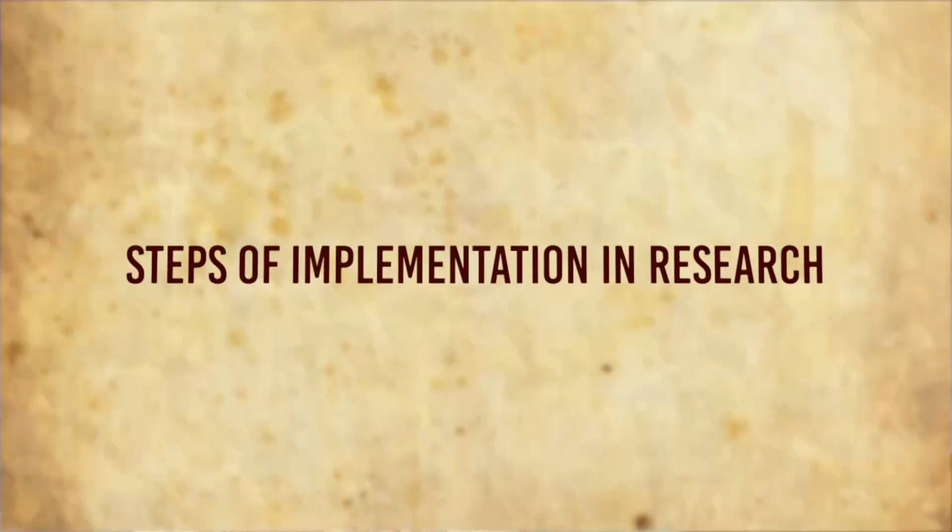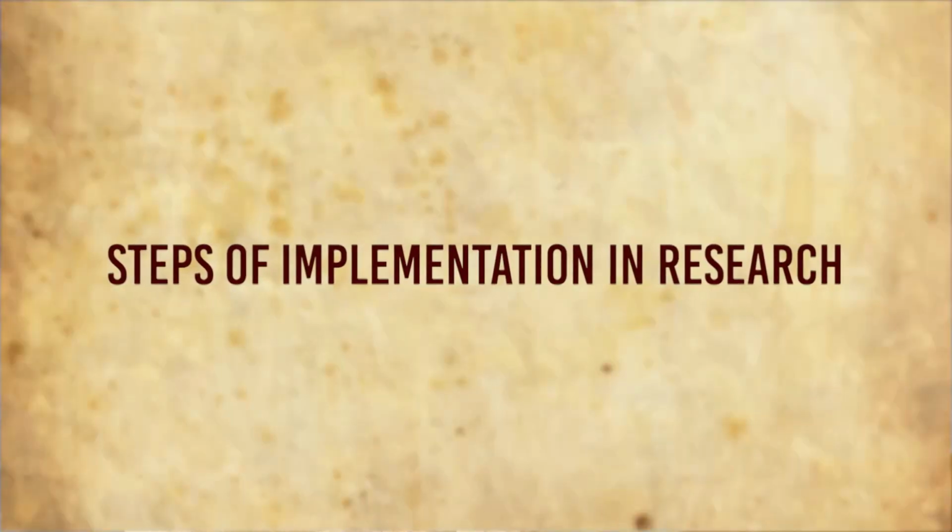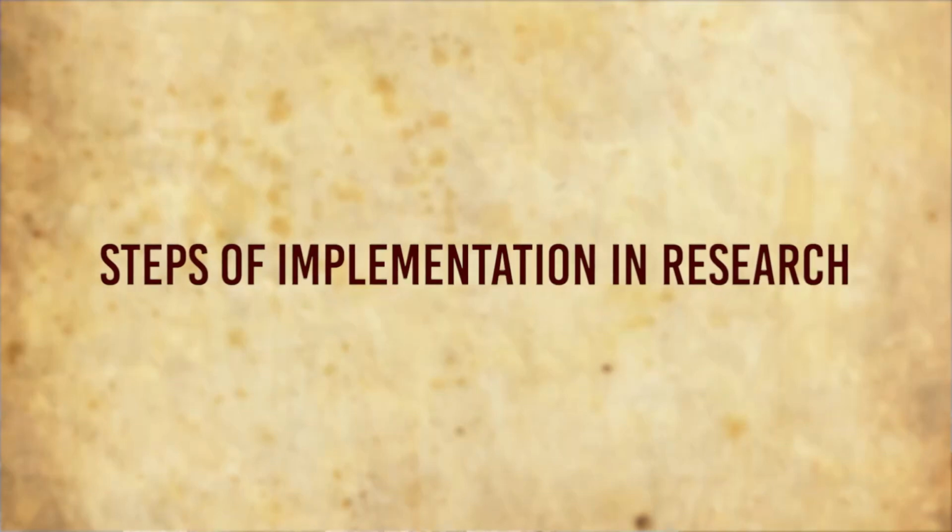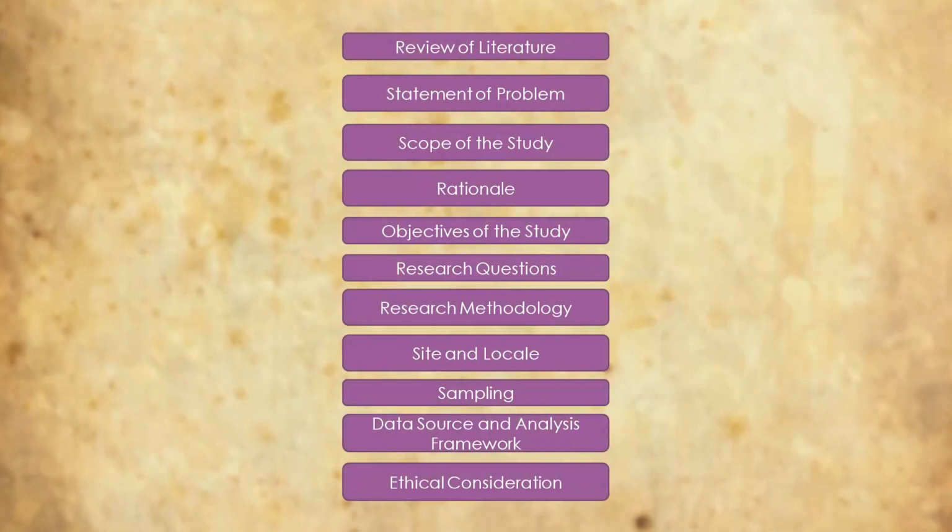Now, we have to discuss the steps of implementation in the research process. As we have said, research is a very systematic process which basically goes step by step. So this is basically a flowchart which is set up from top to bottom, that these are the steps that we will implement one after the other, and at the end of this process we will successfully complete our research.